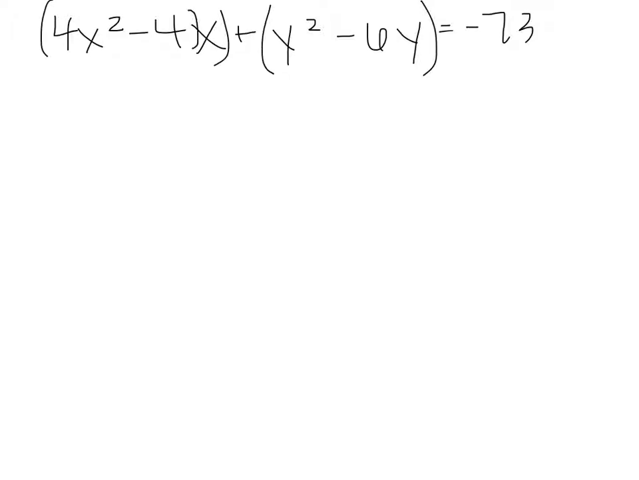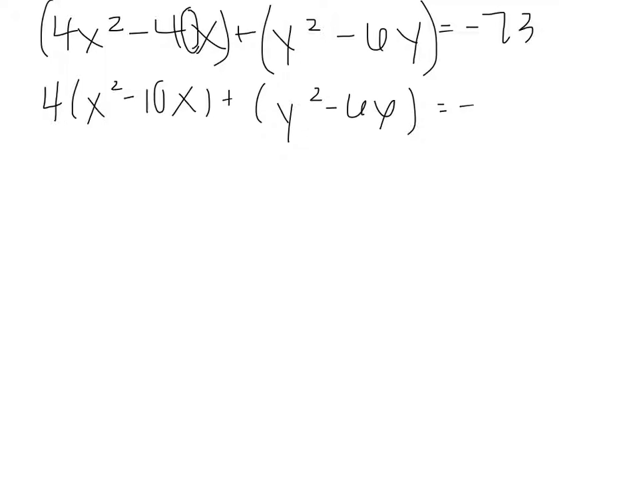Oop, and that's supposed to be 40. My bad. Not 4. Okay, so from here, we're going to factor out our 4, and we're going to have x squared minus 10x plus y squared minus 6y is equal to negative 73. Okay, from here, we have to complete the square.